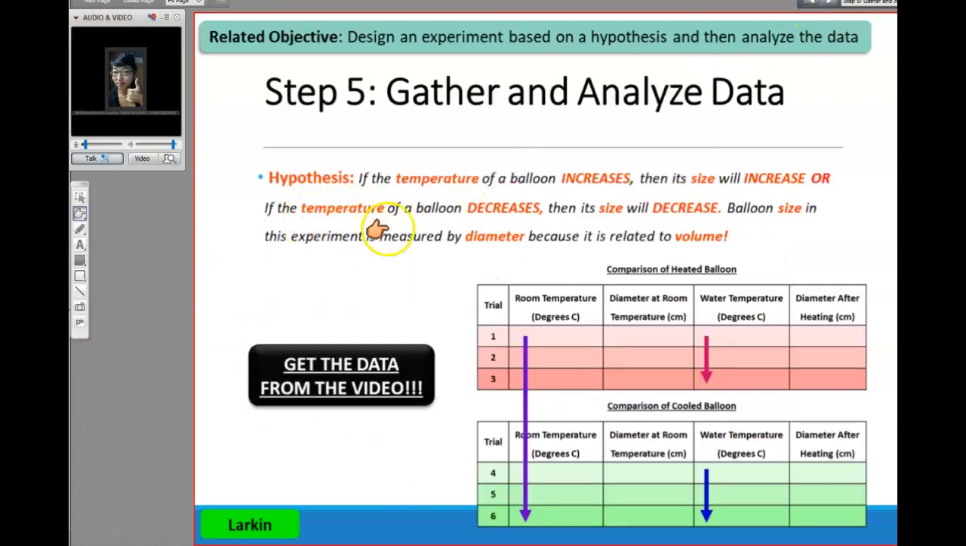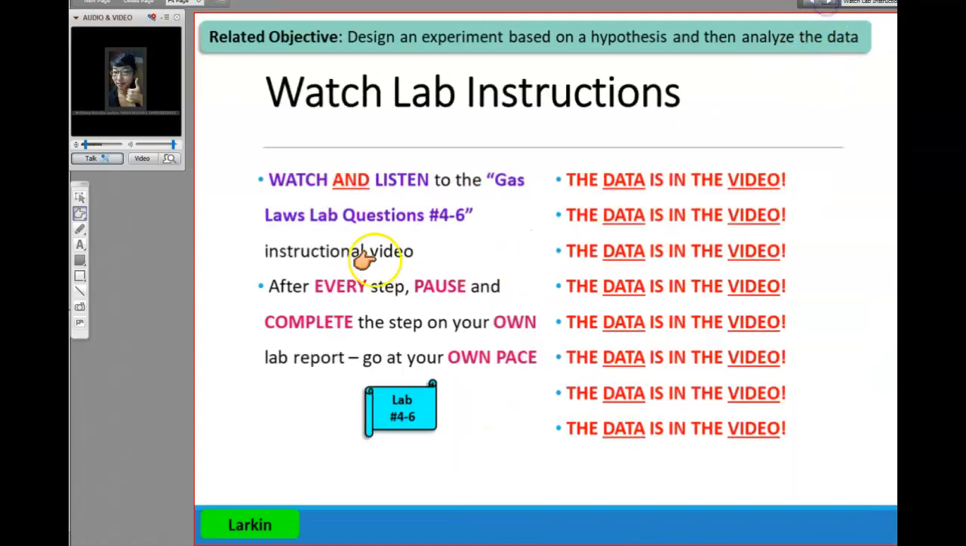So you will be collecting some data. You'll see that in question number 4. You have these 2 tables. So that's what you'll be filling in for question number 4. All the instructions are in the instructional video. All the data is in the video. Cody, I will cry if you email me and ask me where the data is.